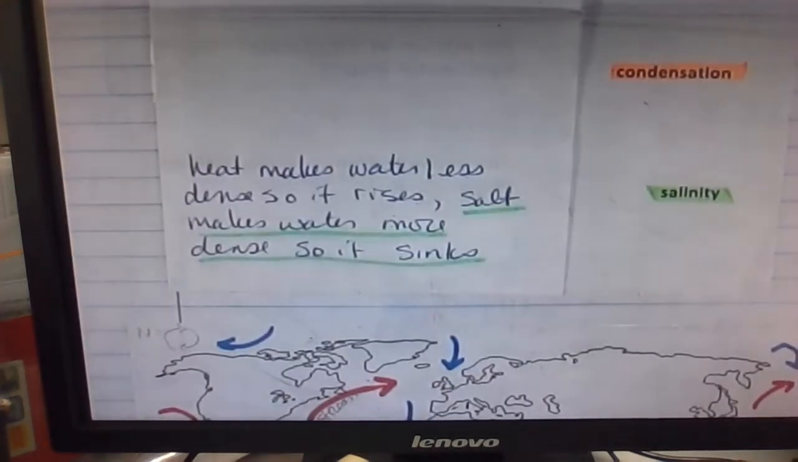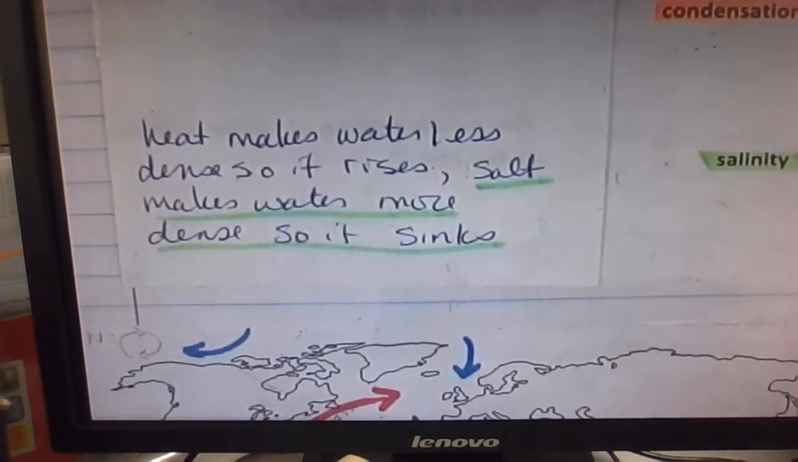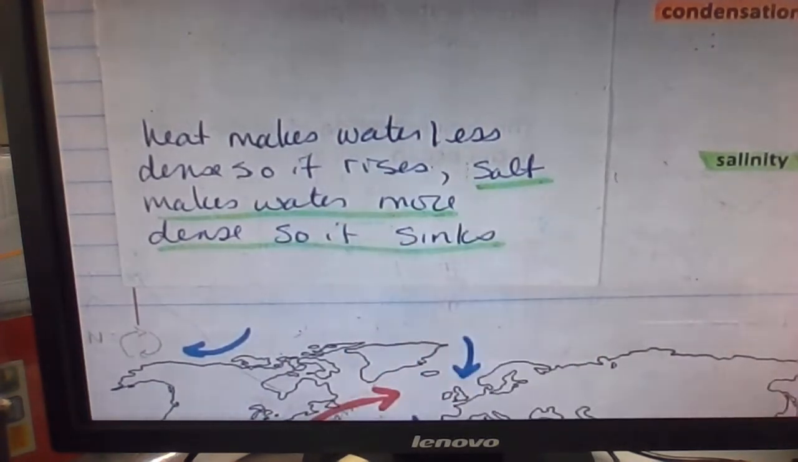On the outside of your vocab sheet, please add that heat makes water less dense so it rises. Salt makes water more dense so it sinks. And then notice that I highlighted salinity in green and I only underlined the salinity portion of that statement.